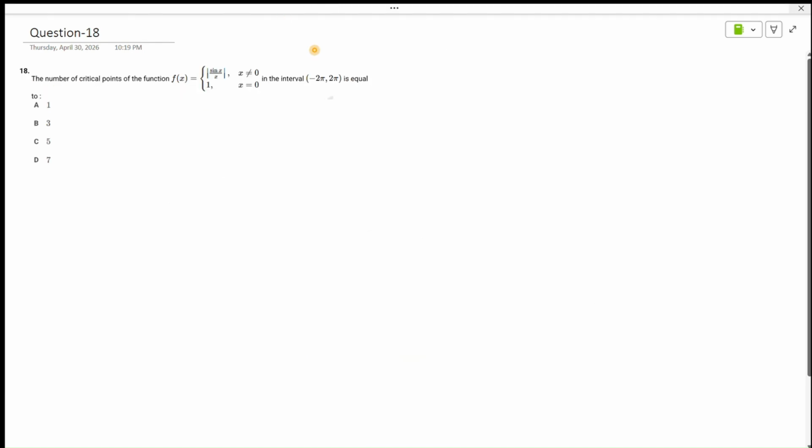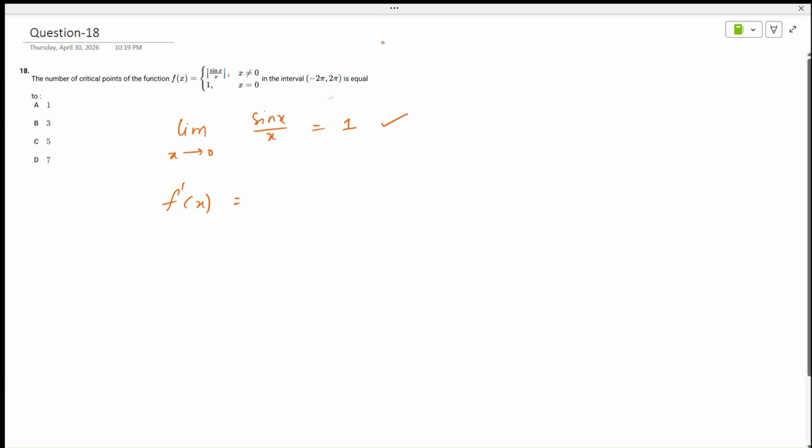Now let us look at the next question. The number of critical points of the function in the interval minus 2 pi to 2 pi is equal to. Okay, now let us check whether this function is continuous or not. So the limit as x tends to 0 of sin x by x will be equal to 1. So it is a continuous function. So to get critical points, we'll differentiate the function.